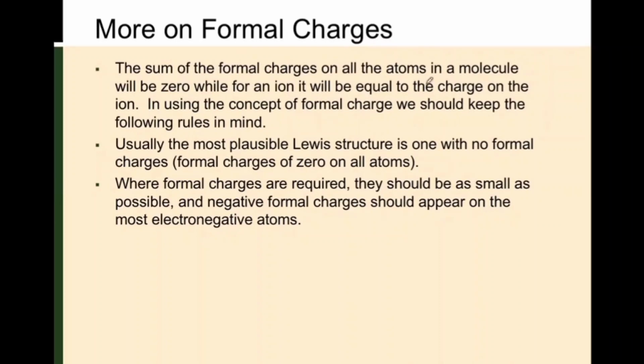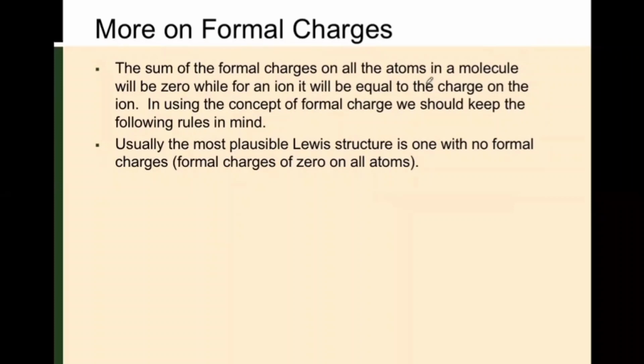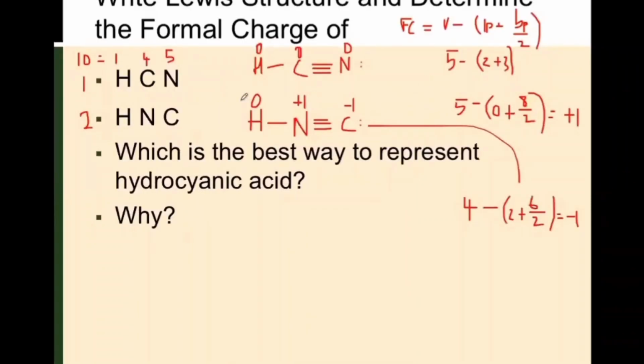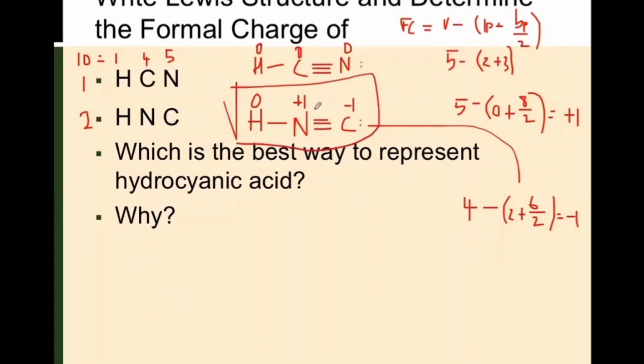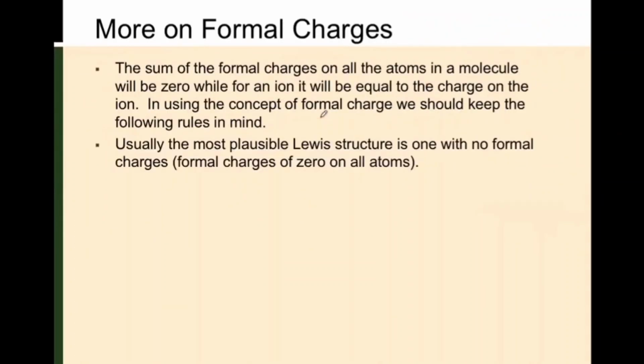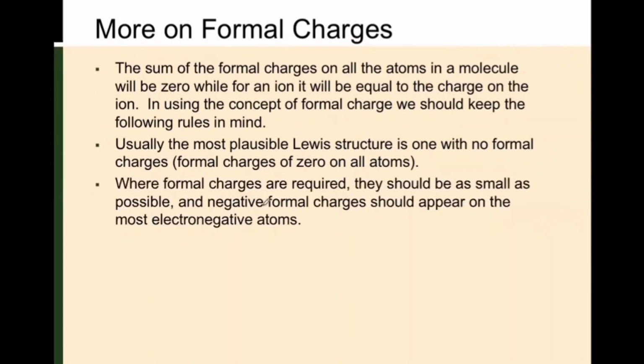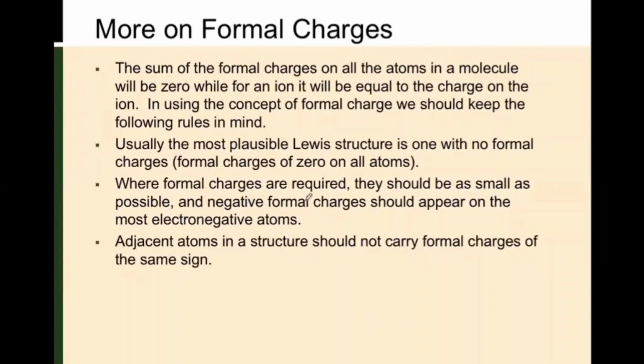So the formal charges on the atoms in a molecule will sum to 0. We saw that here. Even though this was not the stable structure, it still was a molecule, because the +1 here and the -1 here cancel out, and this was overall neutral. A molecule should be neutral overall, otherwise it would be an ion. And so that's what that means. Usually the most plausible Lewis structure is the one with formal charges of 0 on all atoms, so we want them to be as small as possible.